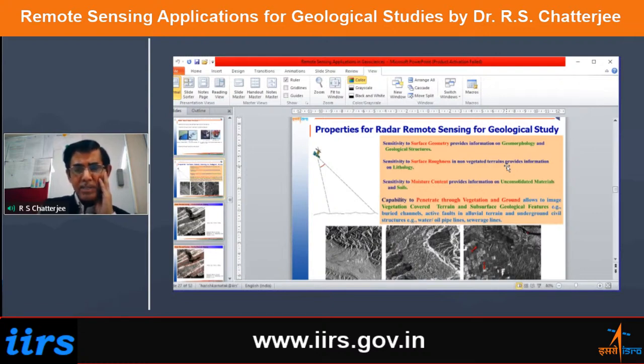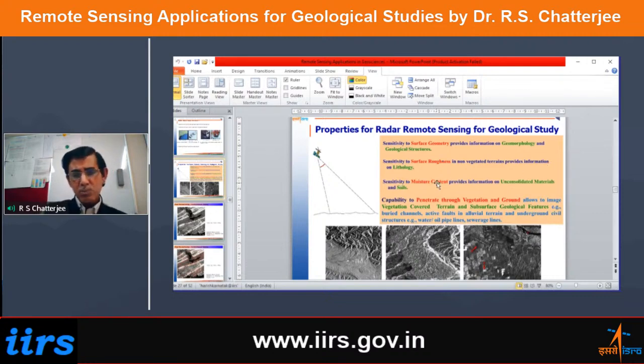Now, radar image has certain advantages, certain characteristics rather. What are they? It is sensitive to surface geometry, because it is looking laterally, off nadir. So it is very sensitive to surface geometry, and it highlights the geomorphology and geological structures. It is very sensitive to surface roughness because it is a coherent pulse. So non-vegetated terrains or rock types can be interpreted.